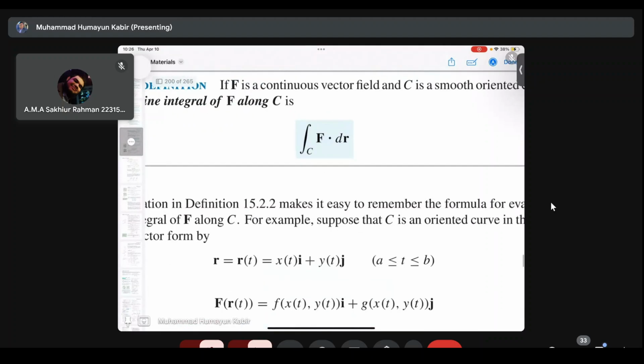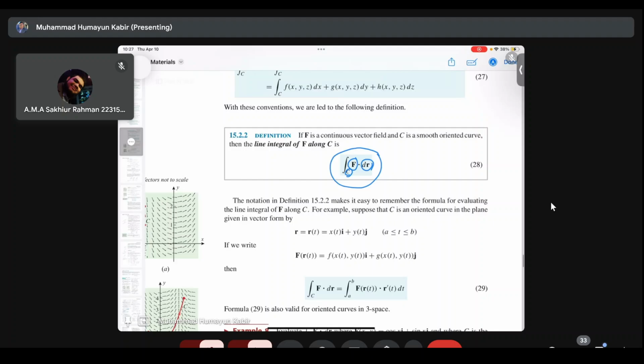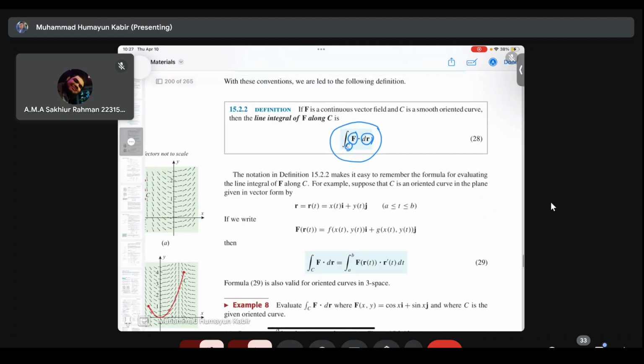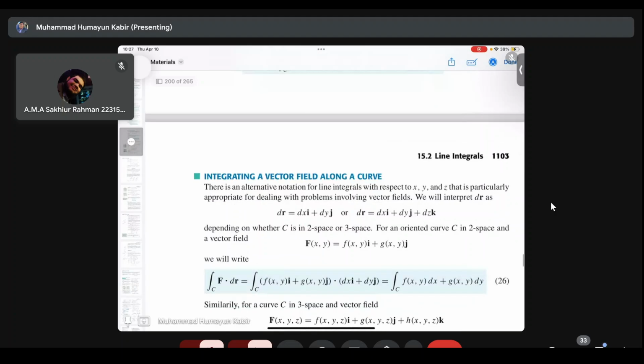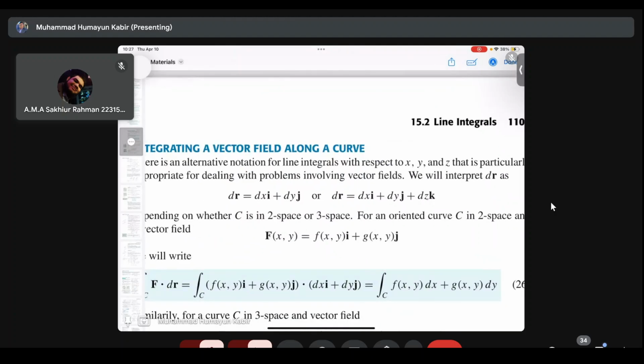Look here. This is the standard structure of a line integral in terms of a vector field. Here F is a vector valued function or vector field, C is a smooth oriented curve, and dr, what is dr? This is also an important issue here. Can you tell me what dr is? And you have to understand the difference between ds and dr.